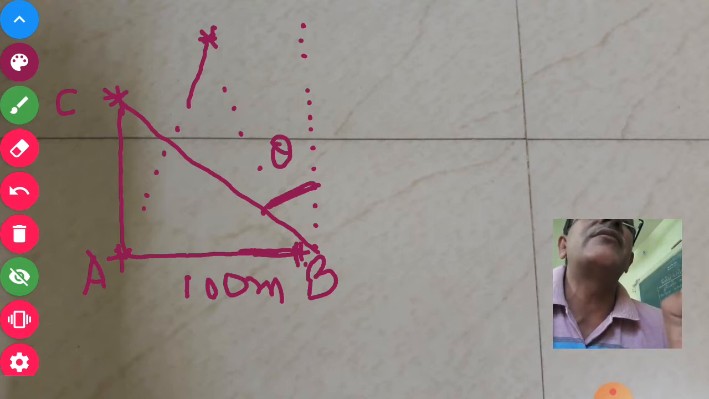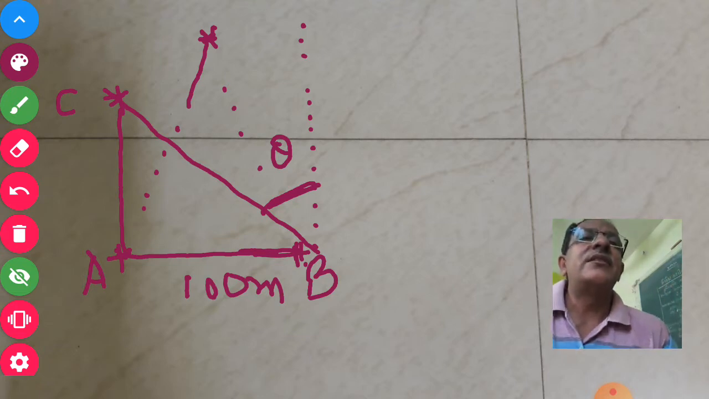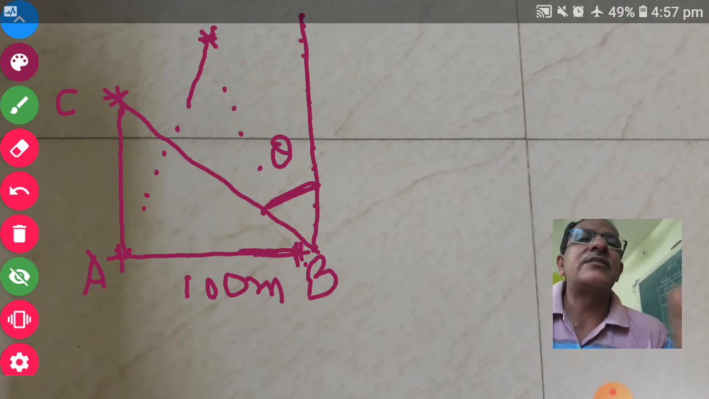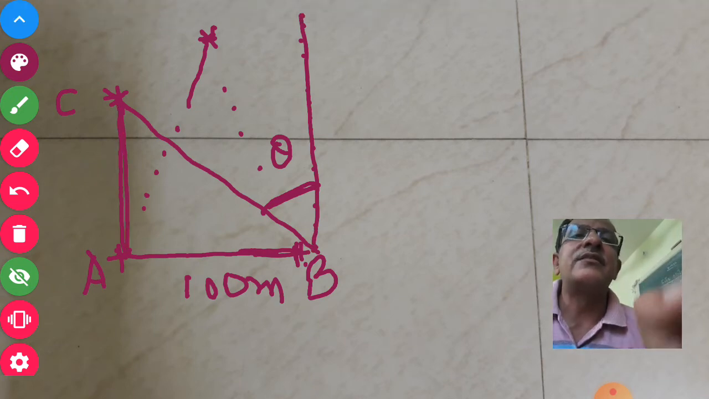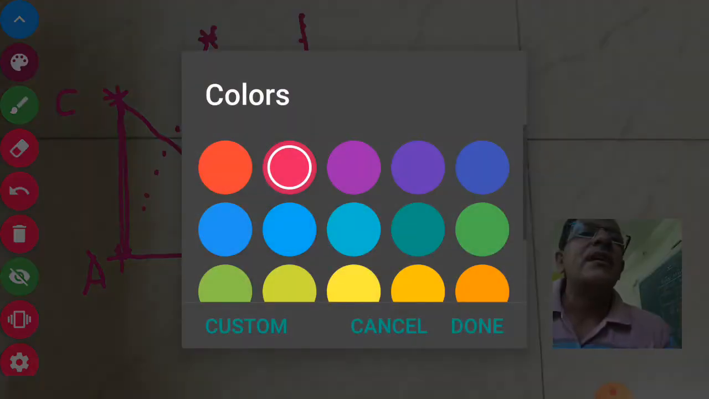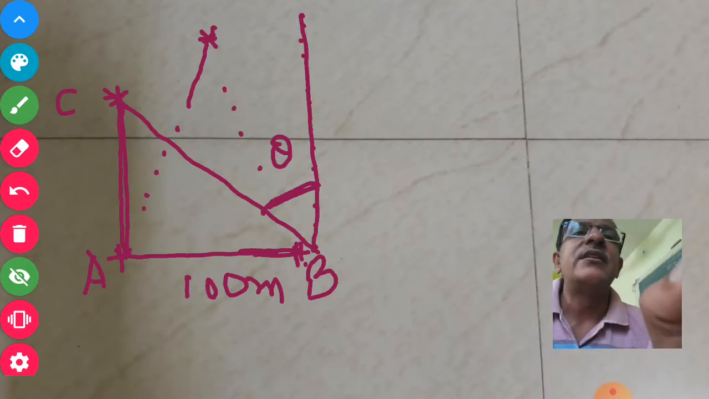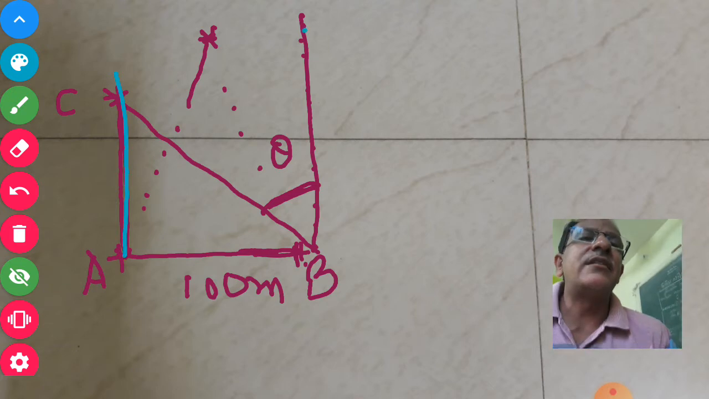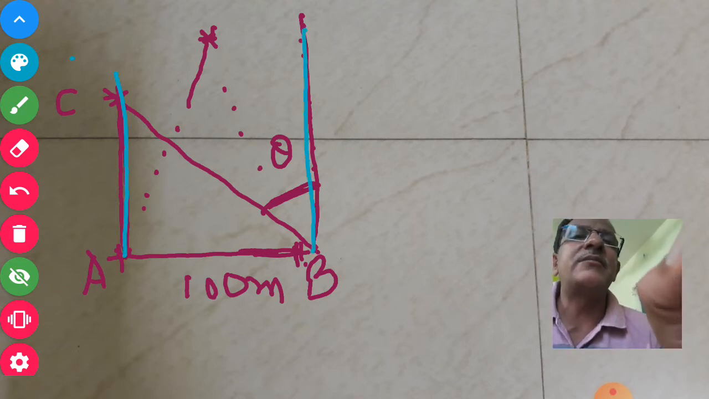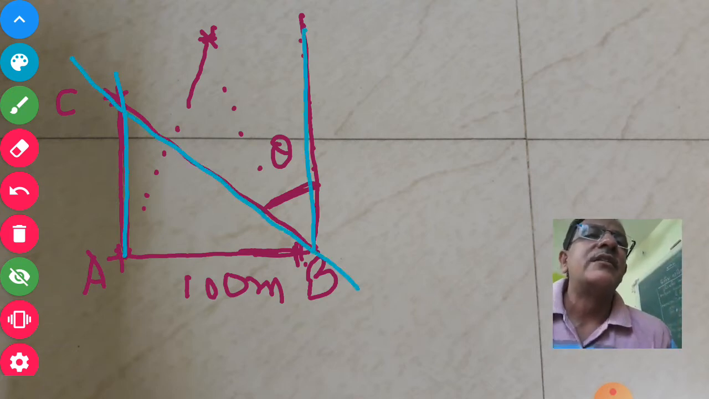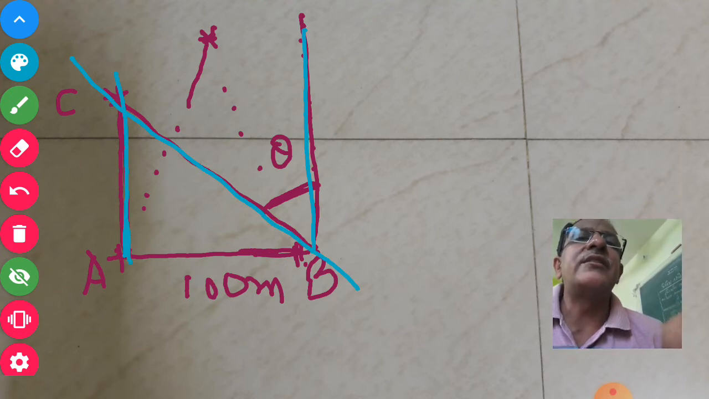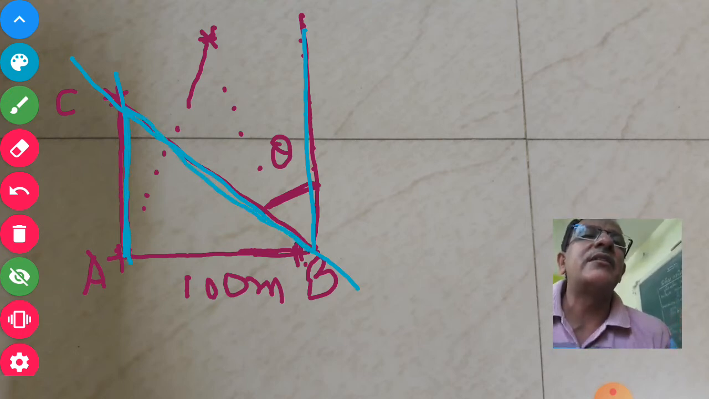Estimate the distance. Now you can easily find. See, these are two parallel lines. I am showing it by a different color, so you can understand it easily. These are two parallel lines and this becomes a transversal. So alternate angles are always equal.